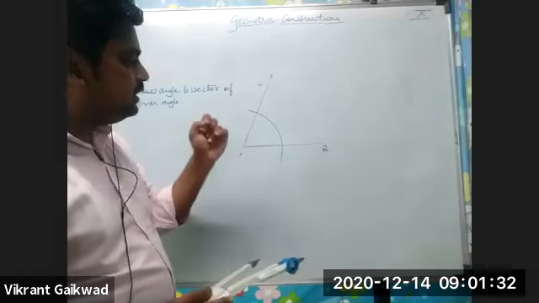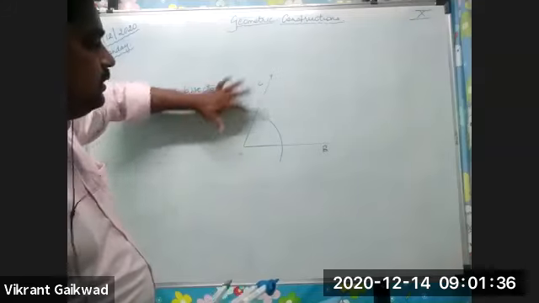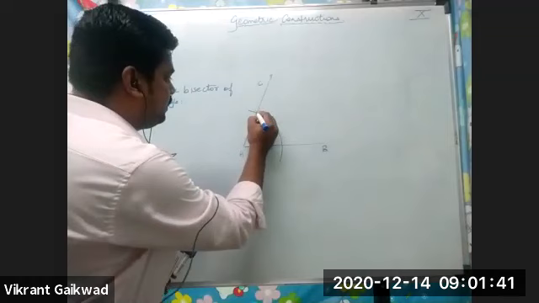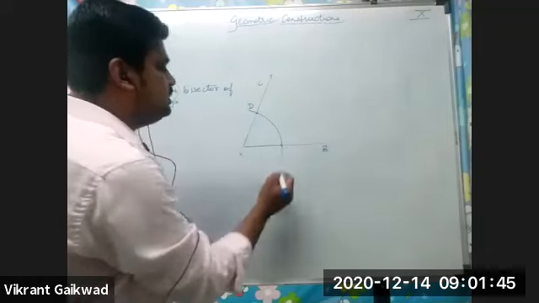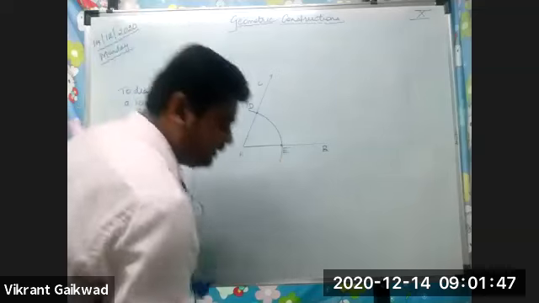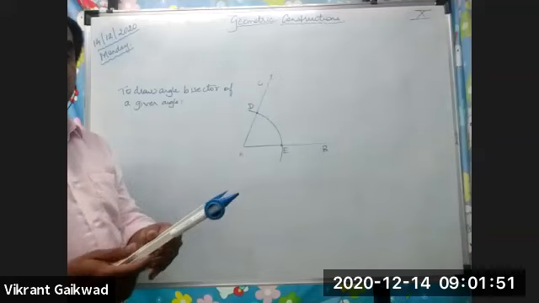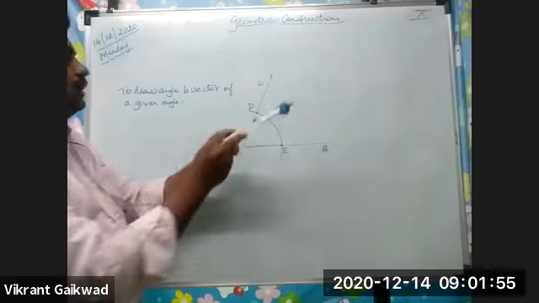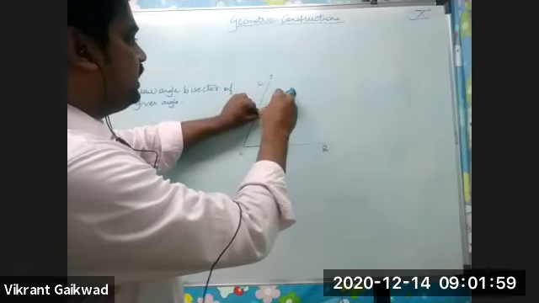After that, check: this arc is meeting the first arm, the terminal arm, at a given point. We name this point D, and the initial arm at point E. You can increase the distance if you want, or you can keep the same distance. Keep the tip at D and cut an arc.